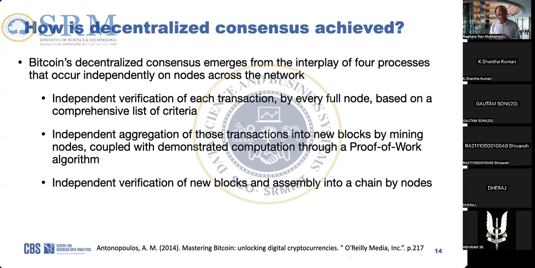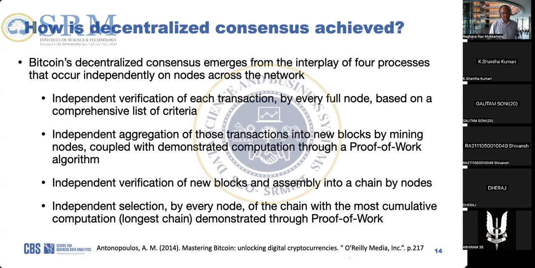So all these verifications will be done, and if the new block passes all of them, then it will simply be added to the existing chain of blocks, and they will put this as the last block, right? So this is the latest block. They will simply add it to the existing chain of blocks. And then comes independent selection by every node of the chain with the most computation.